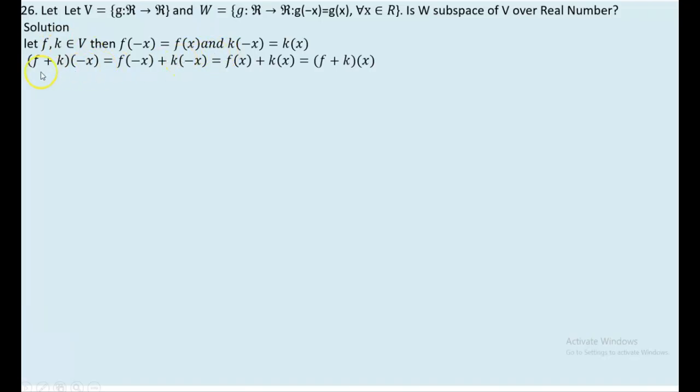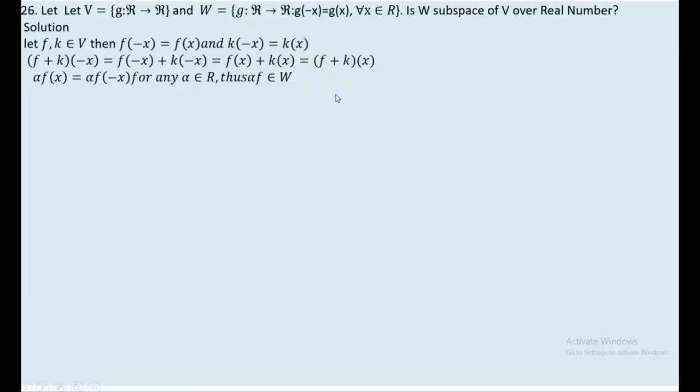Now let's talk about the sum. The sum of f and k makes (f plus k) of minus x. This is the same as f of minus x plus k of minus x. This is a property of functions. But we know that f of minus x is the same as f of x, and k of minus x is the same as k of x, because both f and k are taken from W. Now, f of x plus k of x is nothing but (f plus k) of x. So look, (f plus k) of minus x is the same as (f plus k) of x. This shows you that f plus k belongs to W.